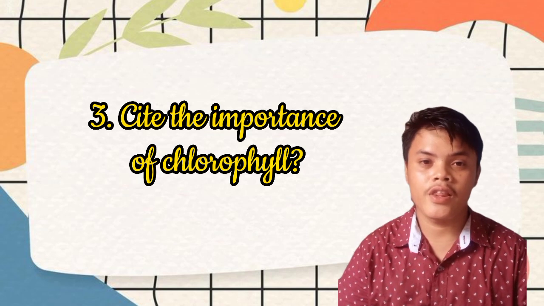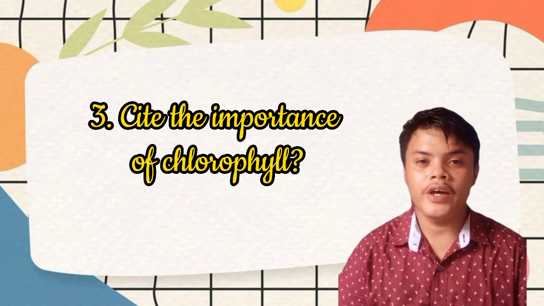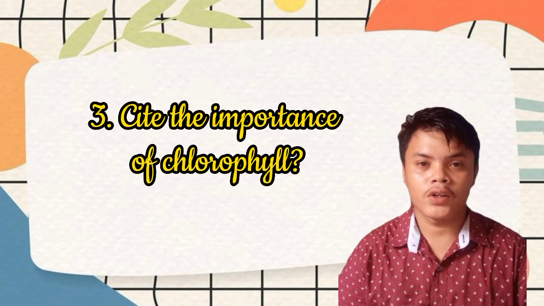Question number 3. Cite the importance of chlorophyll. So chlorophyll serves as an important component for the photosynthesis process that takes place since its major function is to absorb light and transfer that light energy into chemical energy. With the presence of chlorophyll, plants can synthesize their own food.